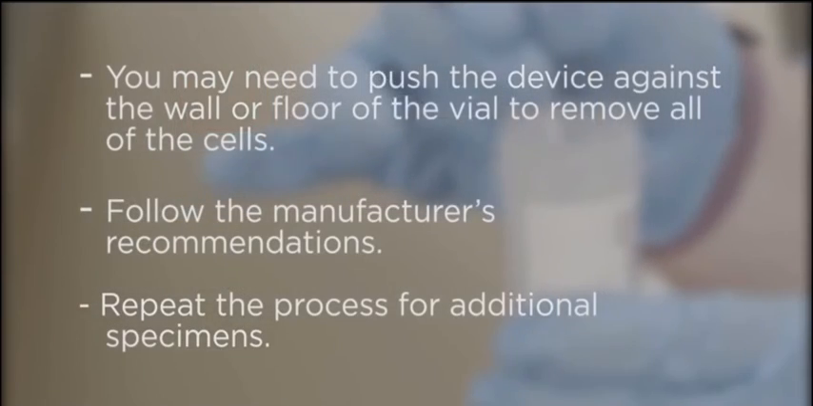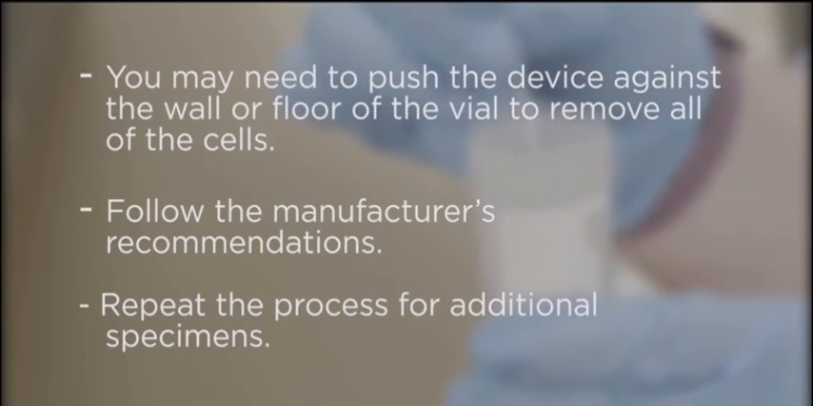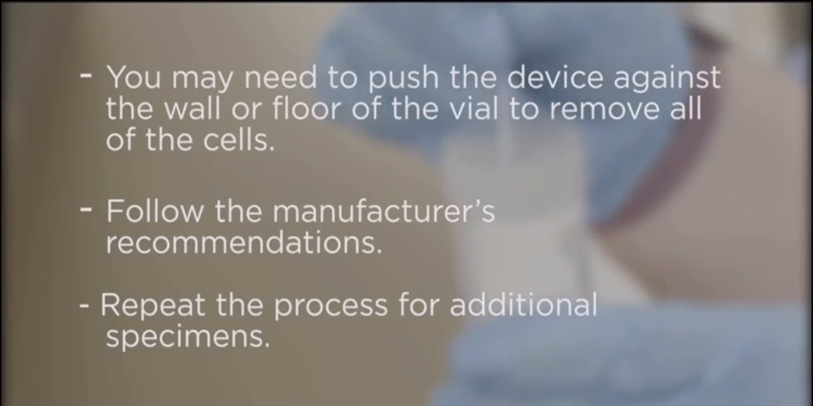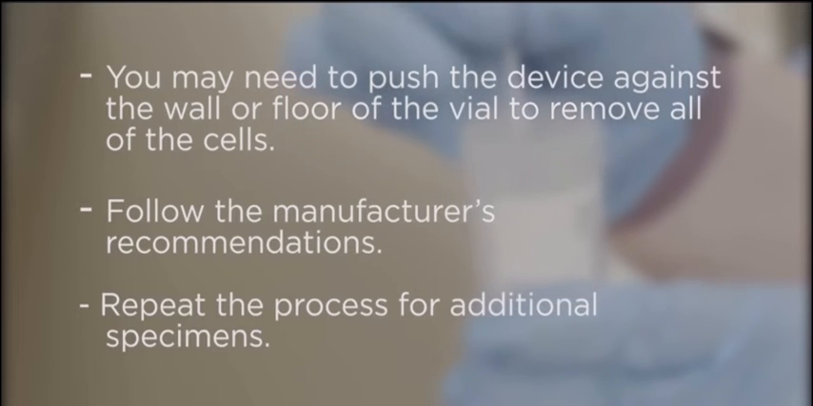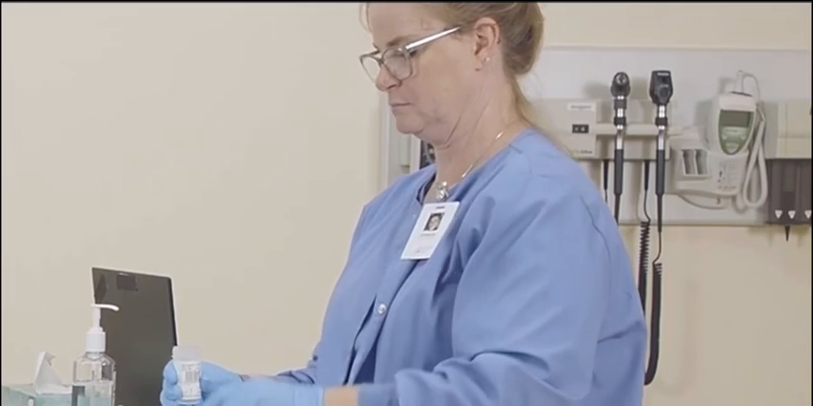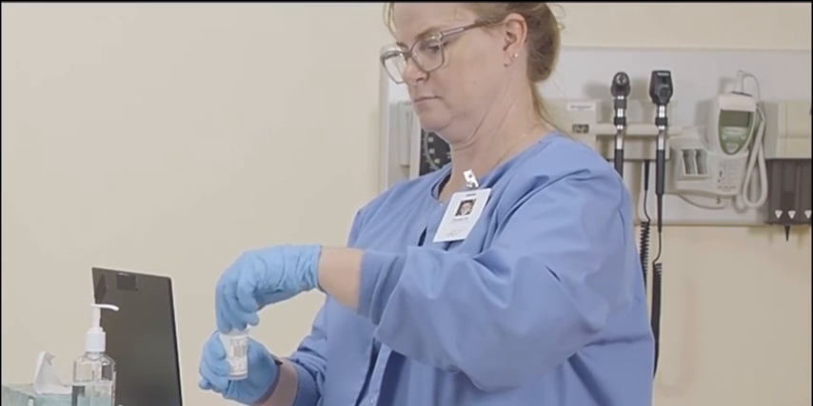If brush or broom is the device, you may need to push the device against the wall or floor of the vial to remove all of the cells. Follow the manufacturer's recommendations. Repeat the process for additional specimens. Securely seal the lid on the specimen container.